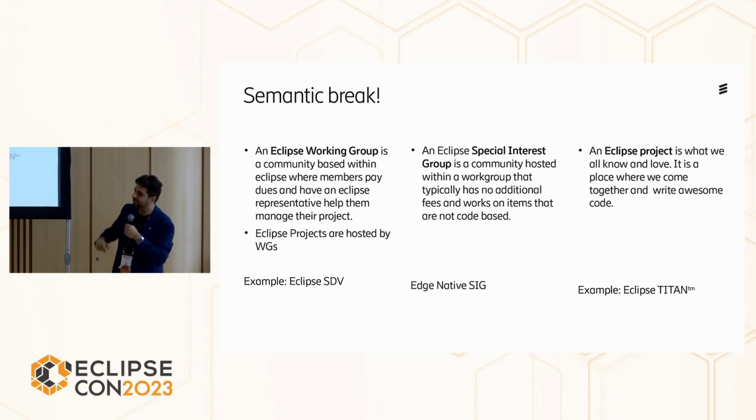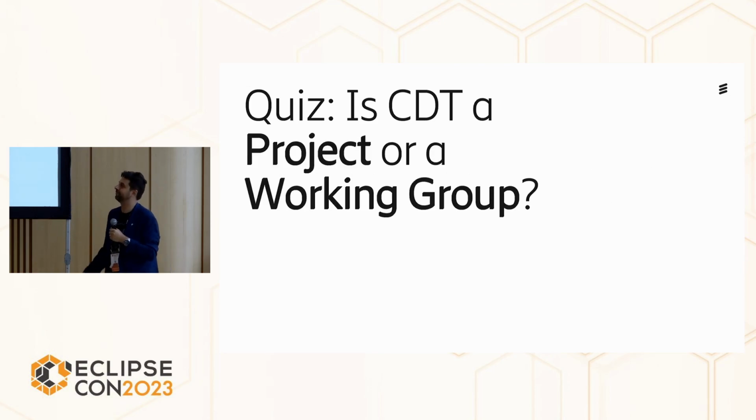And finally, an Eclipse project is where the code lies. One example that I'm giving here for it: I'm pretty sure we're all at least writing Eclipse or using Eclipse if we're at EclipseCon, so we know what a project is. Let's go with Titan. So here's a fun quiz. Is CDT a project or working group?